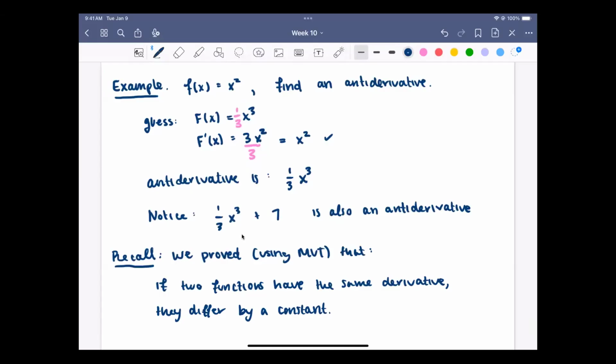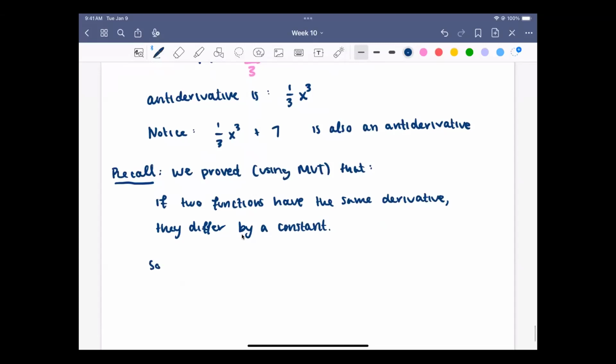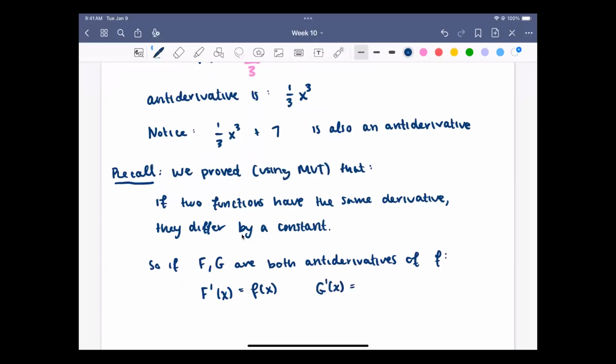This is something we proved a few weeks ago. And so how is this helpful in this setting? So let's say, if capital F and capital G are both antiderivatives of a function little f, then what that means is, in symbols, we would have F prime of x equals f of x, and also G prime of x equals f of x.